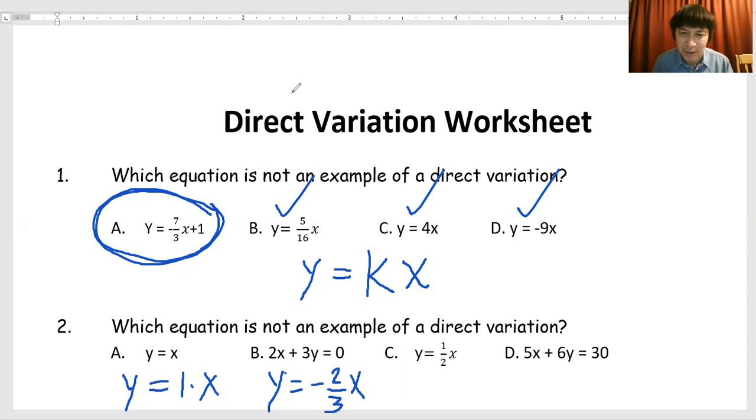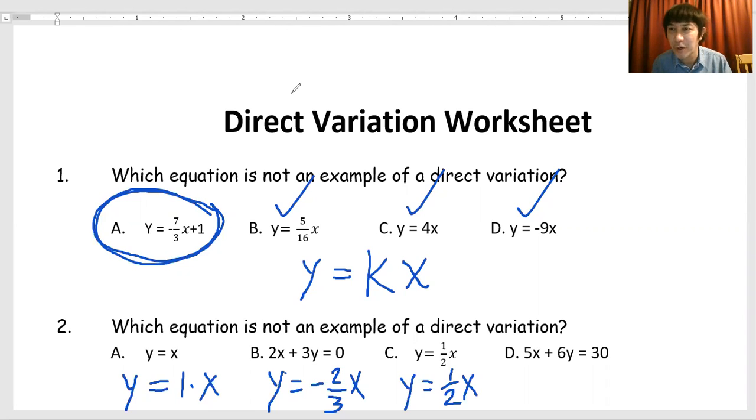Now, for C, it's obvious that it is also direct variation because of the 1/2. So y is 1/2 x there. And there is no added non-zero number. So A, B, C choices are all passing through the point of origin 0, 0, if you're going to graph these linear equations. So the letter D has an extra number 30.